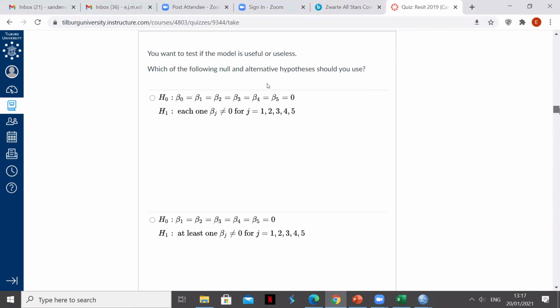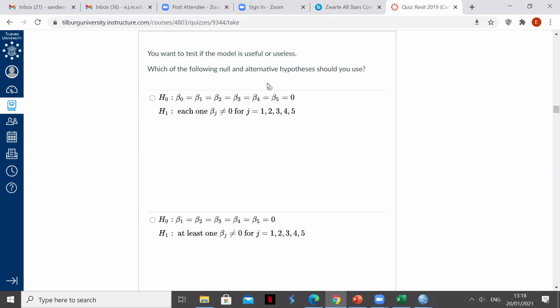All right. You want to test if the model is useless or useful. Which tests did we do to test if an entire model is useful? You could do a t-test, or you could do an f-test. You can test the model usefulness with a t-test, but that's only if you have one variable, because then you, of course, test the coefficient for the variable. But now we have, how many, 5 variables or something? So you cannot actually use the t-test. So you're going to need the f-test.